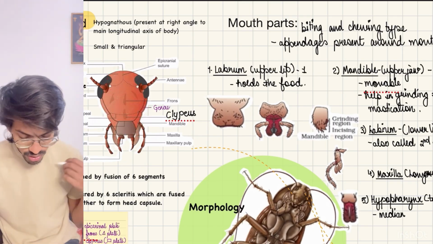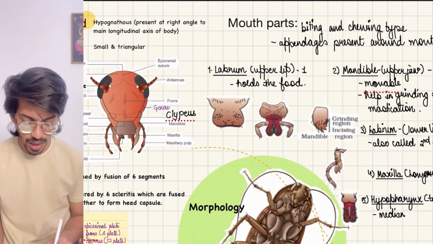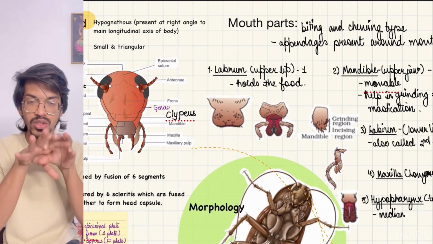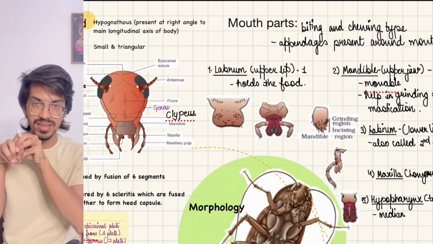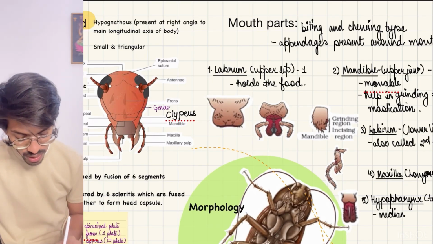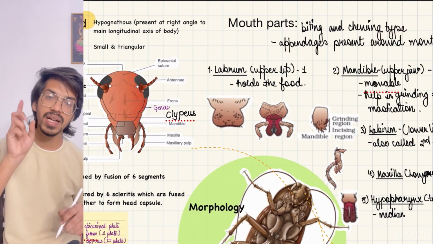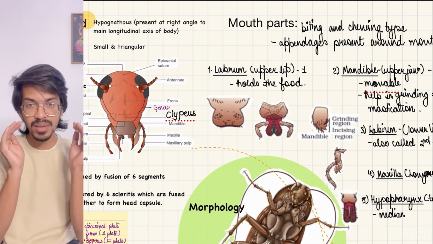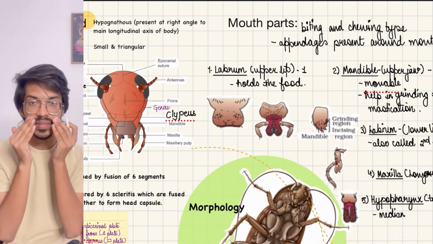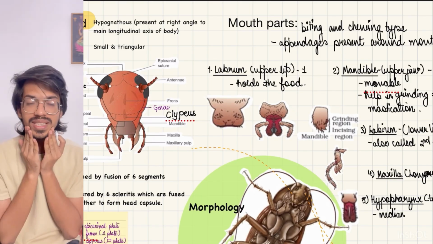Now let's go into it. Just see what parts we are going to see. The most prominent part is the mouth parts, and its mouth is of the biting and chewing type. So it bites the substances that it wants to feed on and then chews it up. It has appendages present around the mouth. So it has one upper lip, one lower lip, mandible and maxilla. Remember, the upper jaw is the mandible, and the lower jaw is the maxilla.